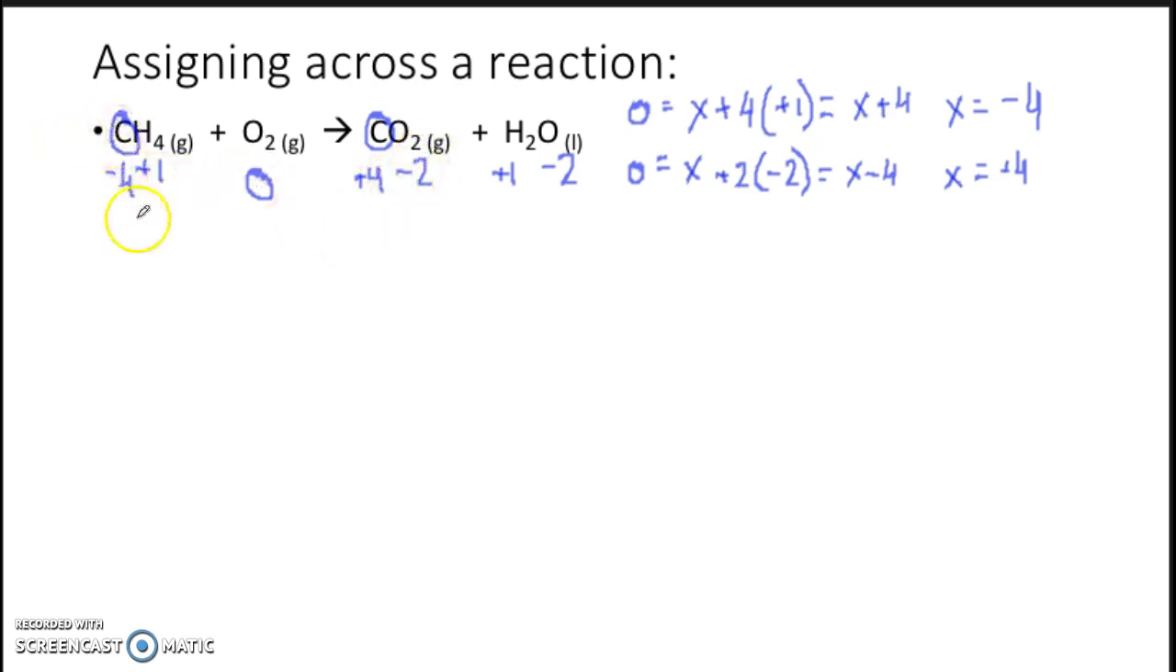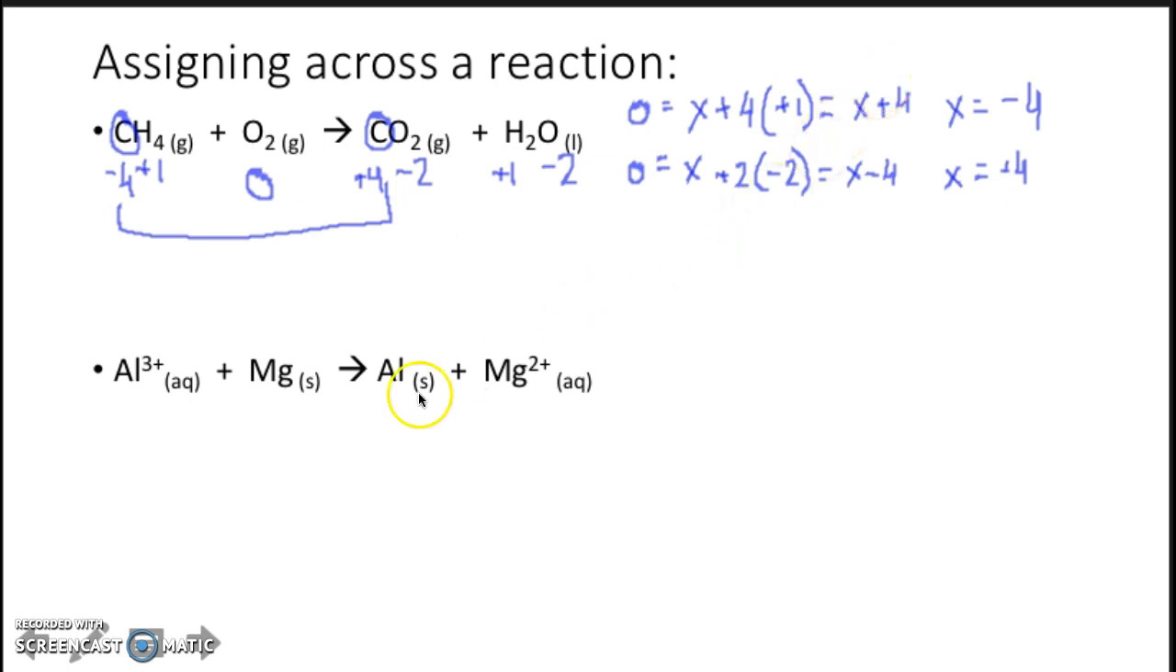This is one reason why combustion reactions are a really big thing, because the oxidation number for carbon changing from -4 to +4, that's a really, really big deal. It's a big change, and these reactions do release a lot of energy.